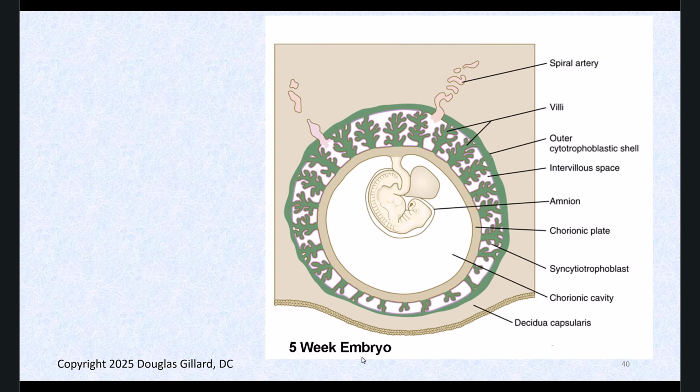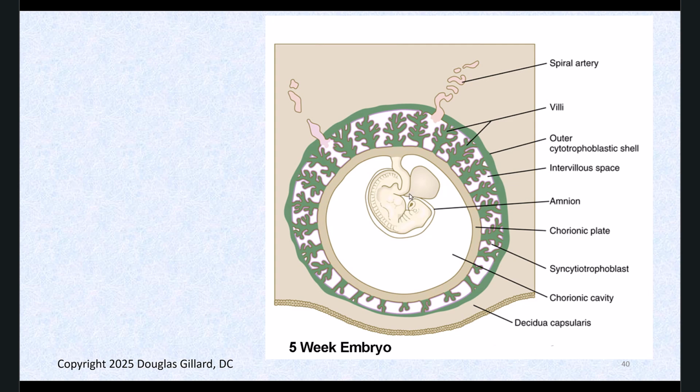What's a 5-week embryo look like? So we're still inside the endometrium. A lot of texts forget this. They just show you this picture without putting it inside the endometrium. So we're still in the endometrium. The uterine cavity would be out here. Okay, but we can see our little folded human.